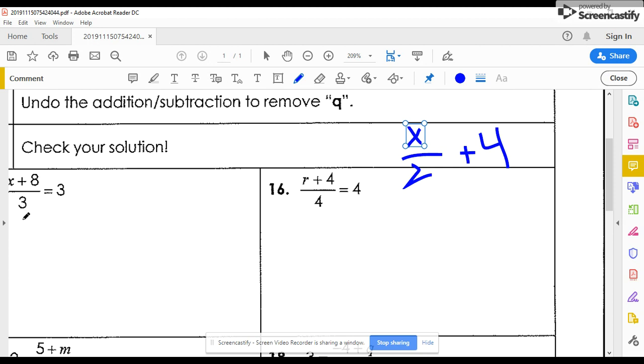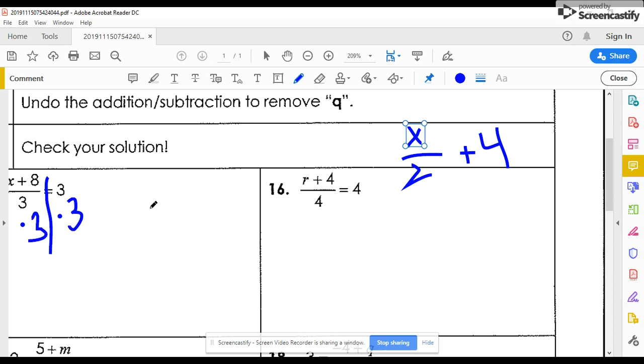But here, if we take a look at this first question, the plus 8, we actually can't get rid of it first because it's stuck in this big fraction. The only way to get rid of this plus 8 is we have to free it from the fraction. In order to free it from the fraction, we have to get rid of the 3 first. And this line we know means divide. So the opposite of dividing is multiplying, and we're going to multiply by the denominator. So we're going to multiply both sides by 3.